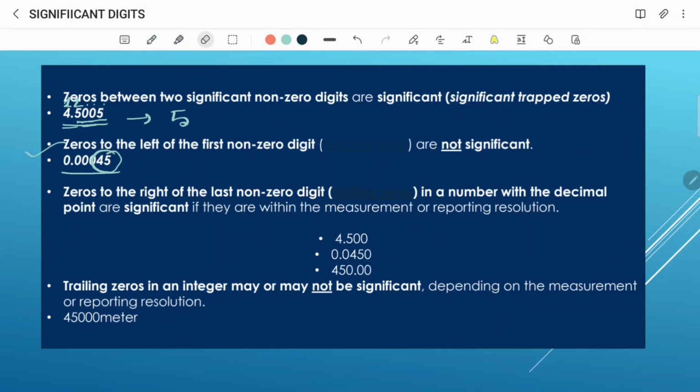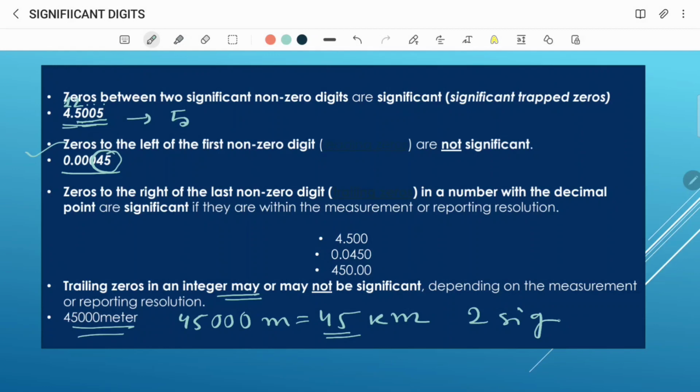But as I told you earlier, the trailing zeros in case of an integer may not be significant and may not be counted. Like this data over here can be written as it is, 45,000 meters, which can also be written as 45 kilometers. So it has 2 significant digits.